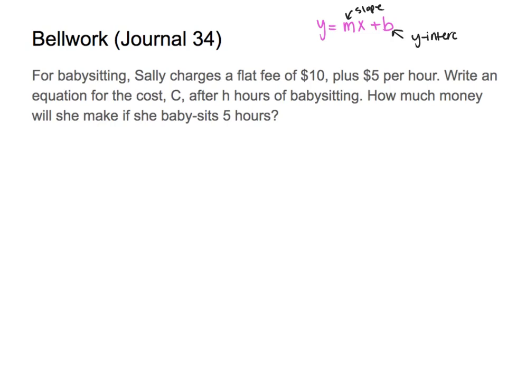So reading this story here, it says, for babysitting, Sally charges a flat fee of $10. So I guess she has to charge that price if you're going to hire her as a babysitter, plus $5 per hour. So every hour she babysits, $5 gets added on. Write an equation for the cost C after H hours of babysitting. So it wants us to use C and H as the variables. So let's figure this out.